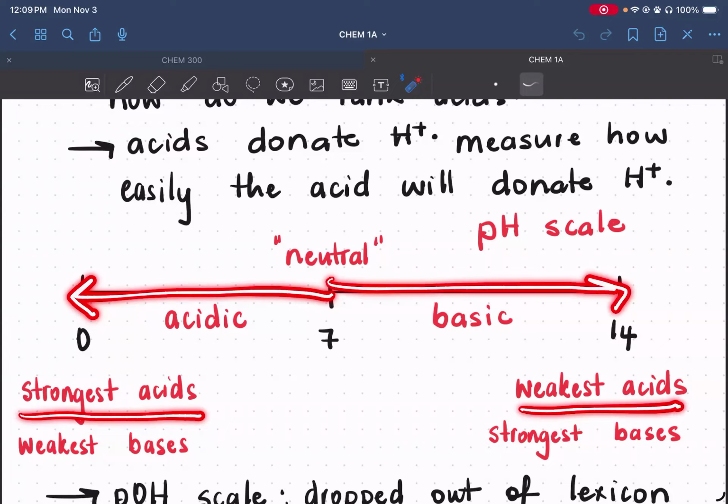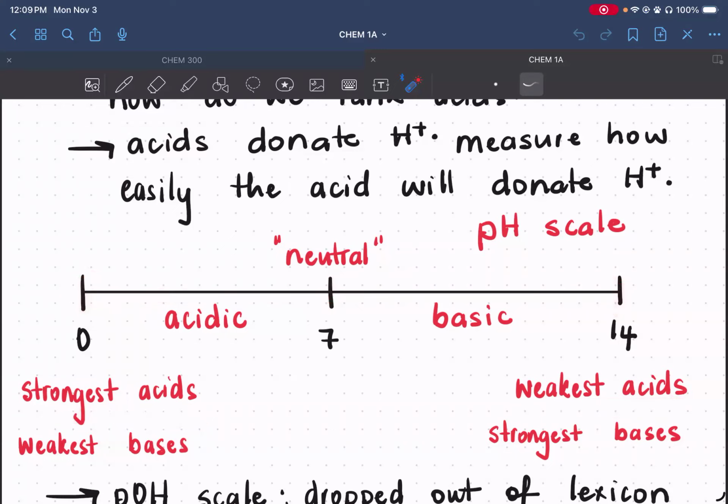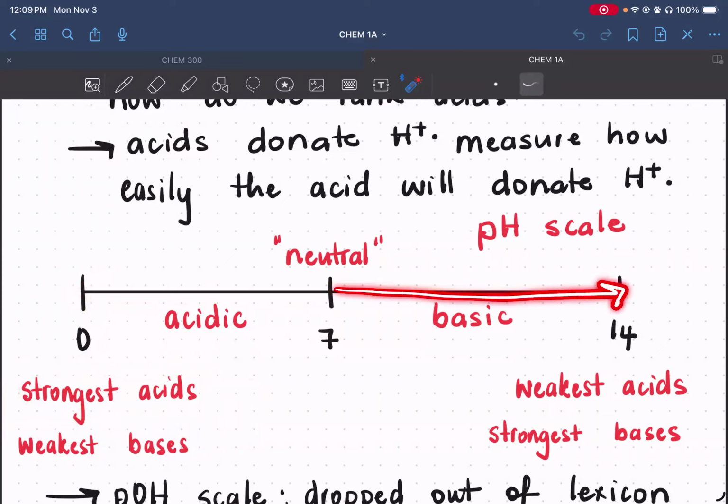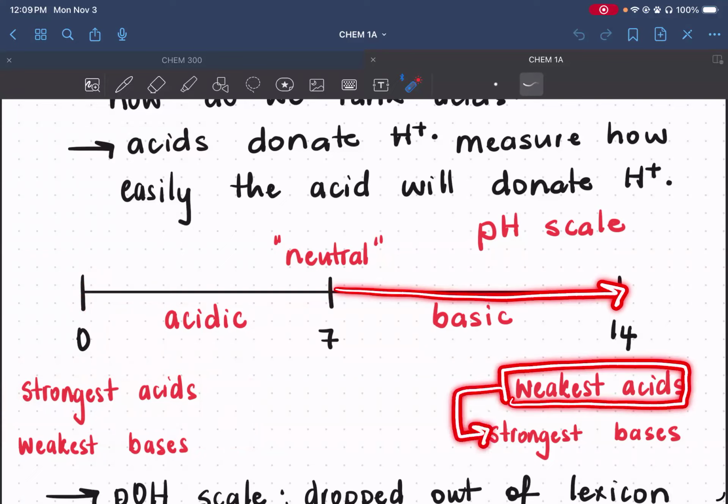But the beauty about the pH scale is that it allows us to comment on both the acidic nature of the compound as well as the basic nature. What do I mean by that? Well, over here on the far left, we have our strongest acids. Since the two are mutually exclusive, we can also say that the strongest acids are our weakest bases. Similarly, all the way to the far right, we have our weakest acids. Our weakest acids are simultaneously very strong bases.